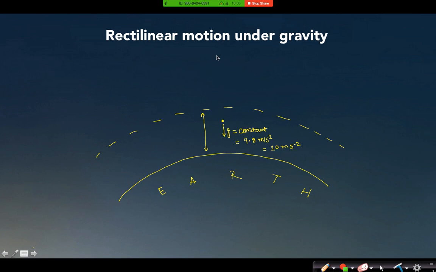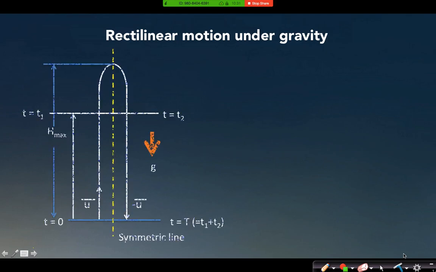and we are going to use the similar equations that we have used in the last class in motion under constant acceleration, right? S equal to ut plus half at square, v equal to u plus at, and v square equal to u square plus twice as. The same equations we are going to use here. But remember that here acceleration direction is always downward and it is a constant. Okay. So let's see what we have in this slide.